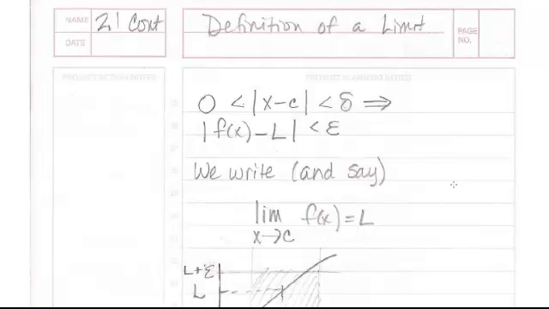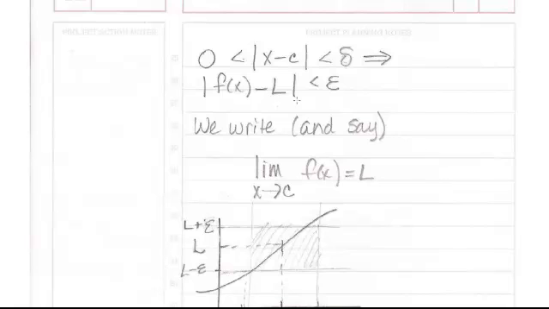I just want you to get a feel for it. I don't want you to have to worry about those exact words and the epsilons and the deltas. Don't get hung up in it. What I do want you to remember, though, is right here. We write and say: the limit as x approaches c of f of x equals L.